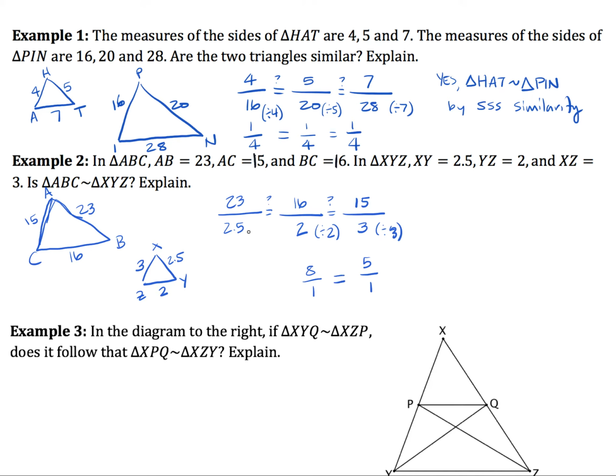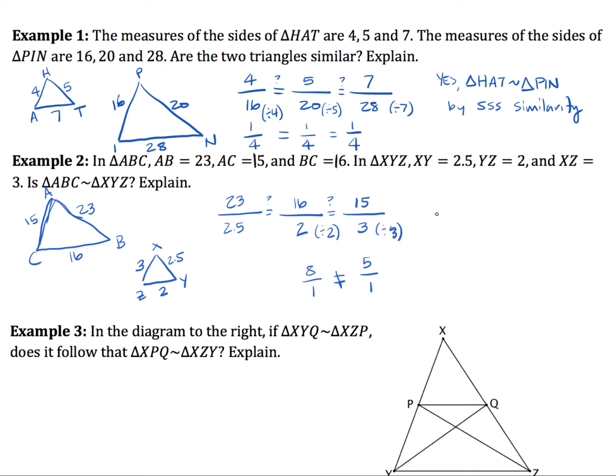Now, right away, before I even get to this third ratio, I notice that I have one ratio that turned into 8 over 1 and the other ratio that turned into 5 over 1. Those ratios are not equal. I don't have to worry about trying to reduce this one. I know right now that these 3 ratios do not all equal each other because the last 2 don't equal each other.